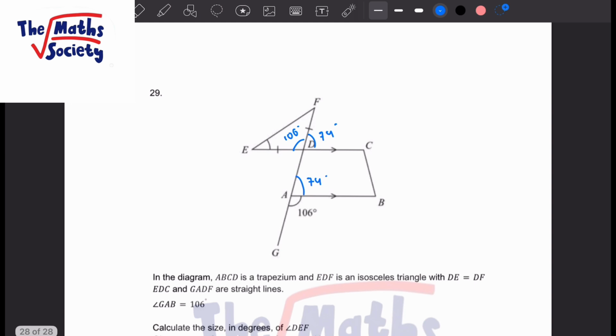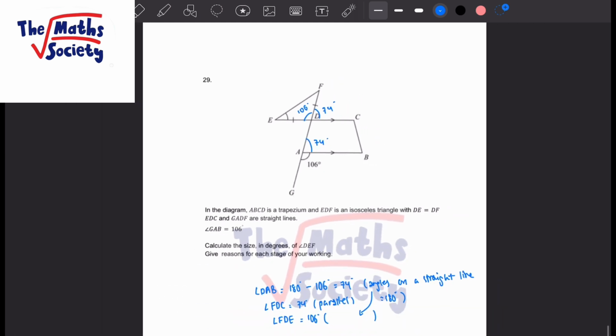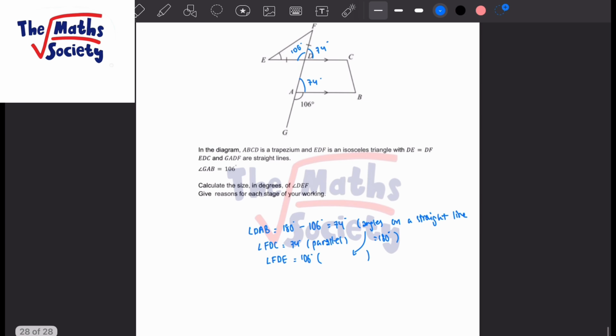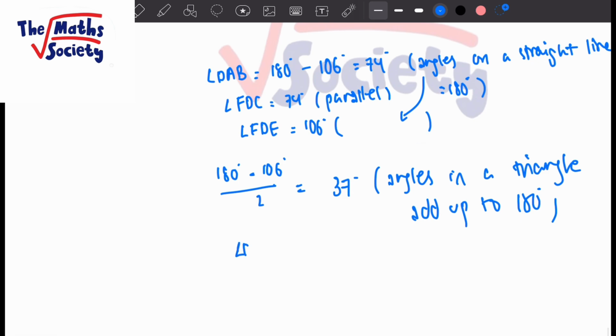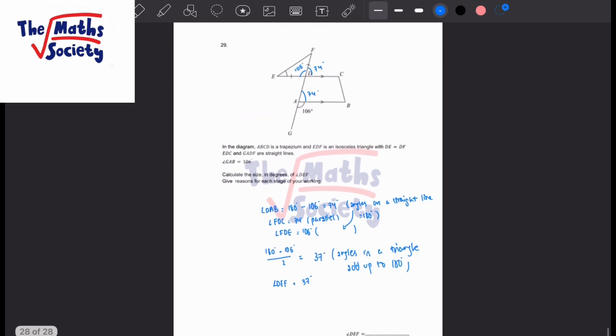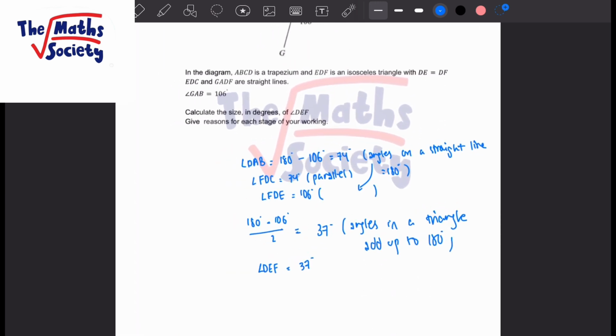And then we know that it's an isosceles triangle, which means angles in the triangle add up to 180 degrees, right? So we want to know the two base angles. It's 180 degrees minus 106 divided by 2, which is going to give 37 degrees. So angles in a triangle add up to 180 degrees, and that should be it. That means that angle DEF is going to be equal to 37 degrees. Yep, and that's it for today's video. So I'll see you in the next video as well.